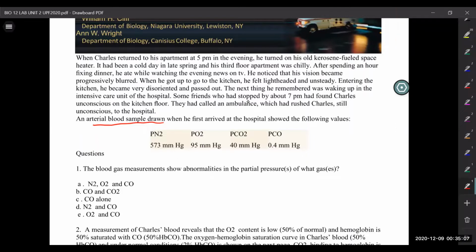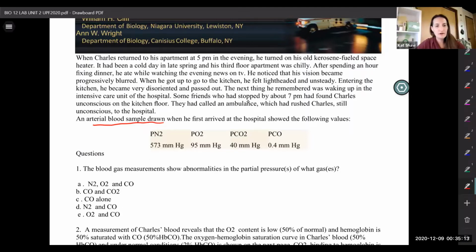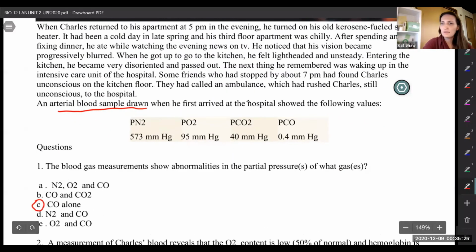The carbon monoxide? The carbon monoxide. The PCO is very high. Just the CO? Do the other ones look okay? The answer is just the CO, carbon monoxide alone. Let's talk about why these are normal values and why the carbon monoxide value is not for the partial pressures.